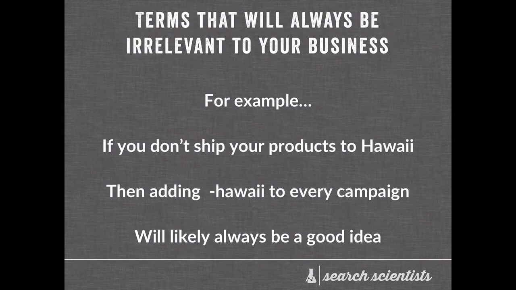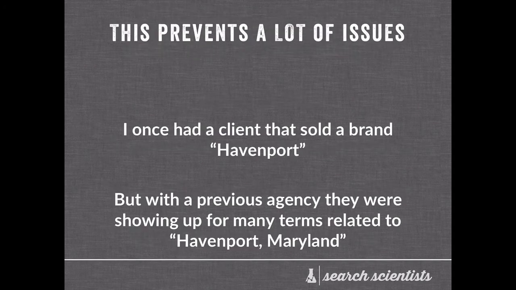So let's say you have a term that will be always irrelevant to your business, whether it's a campaign today in a search, or in a campaign a year from now in a display, or a campaign 2 years from now in a product listing ad campaign. So for example, if you don't ship your products to Hawaii, then adding the negative keyword Hawaii to every single campaign will likely always be a good idea. So when you have these terms that you know are always going to be irrelevant to your business, you could probably save yourself some time and ensure that you never forget to have these as negatives if you use negative keyword lists. So using a negative keyword list prevents a lot of these issues.